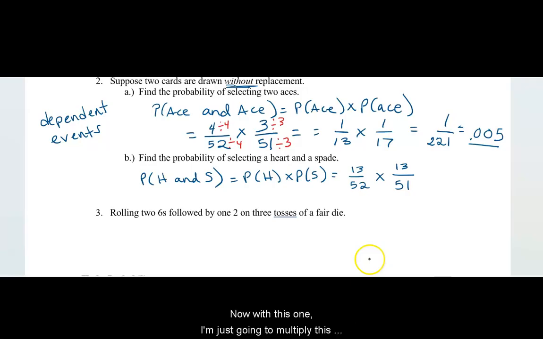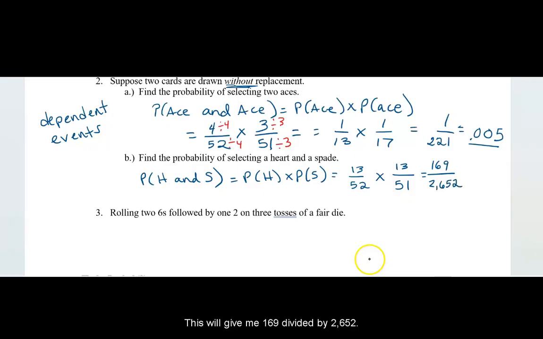Now with this one, I'm just going to multiply this through because I'm going to turn this into a decimal. This will give me 169 divided by 2,652. Divide those two numbers and round 3 places, and your probability is 0.064.